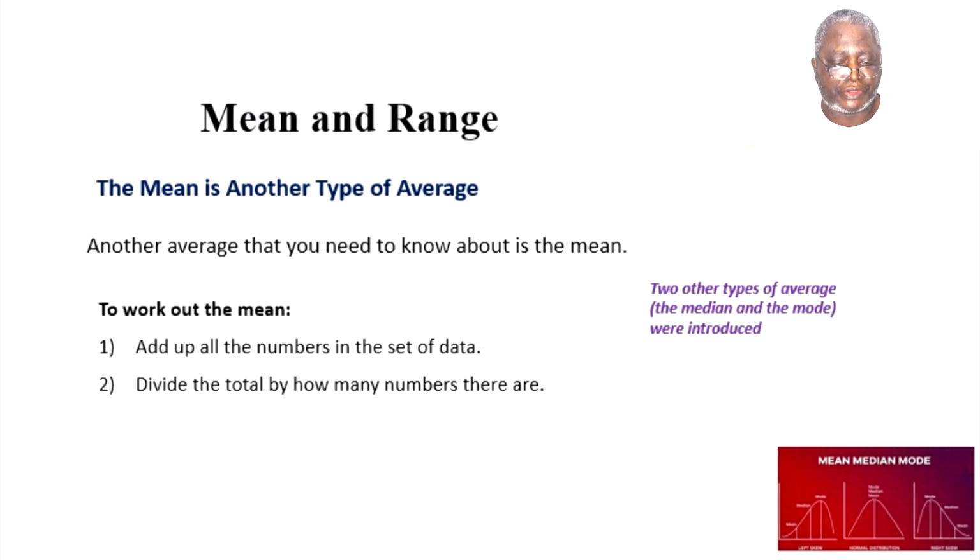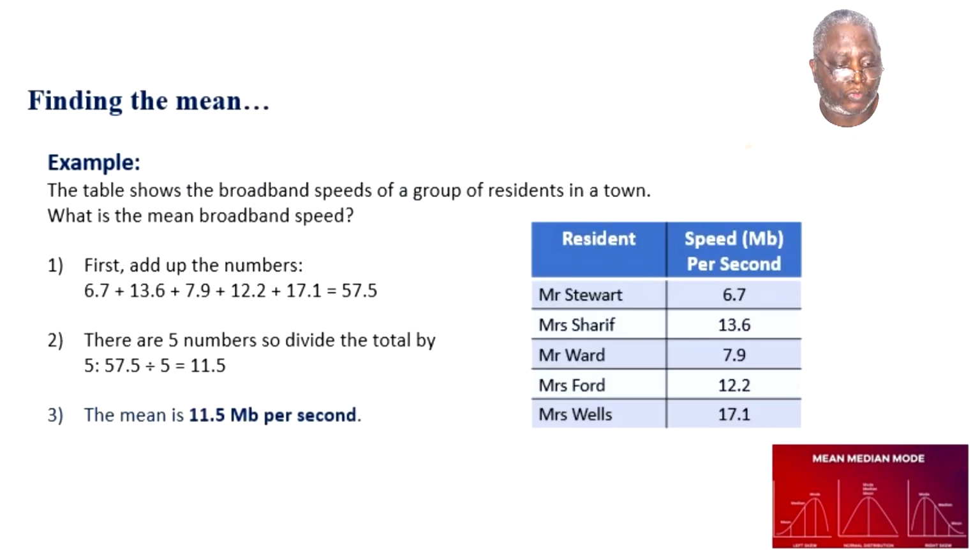The mean is another type of average. Another average that you need to know, which is important. To work out the mean, add up all the numbers in the set of data. Divide the total by how many numbers there are. And you know the other methods of averaging, which are median and mode, which we've dealt with.